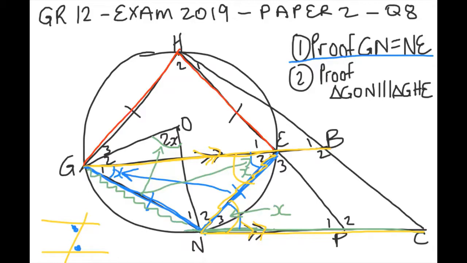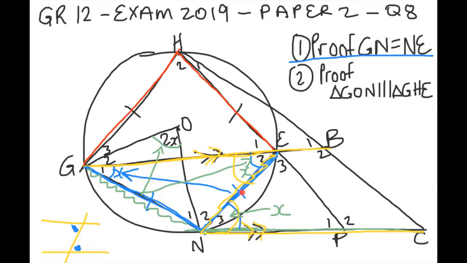Remember the tangent chord theorem? This is part of the green tangent in C, and it's part of the blue chord in E. So it extends to G. So that means N3 equals G1, which equals X. And now you can see G1 is X, E2 equals X. That means GN, the blue line, equals NE, the blue line.